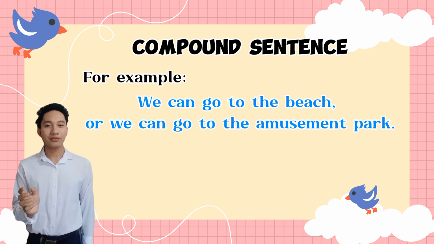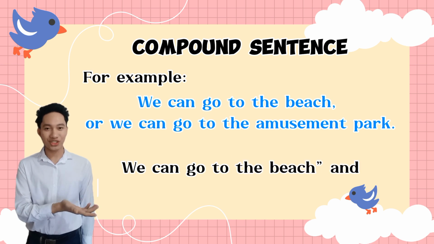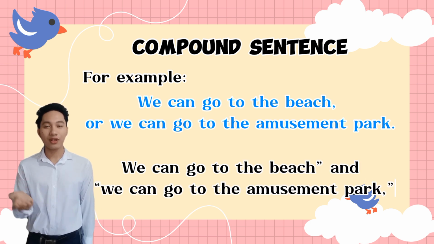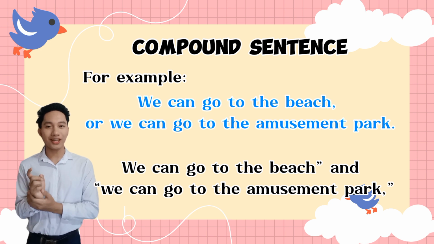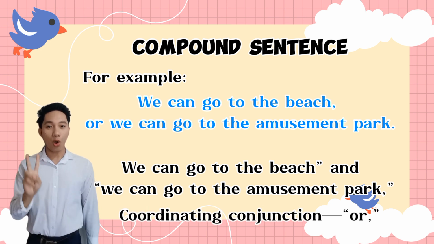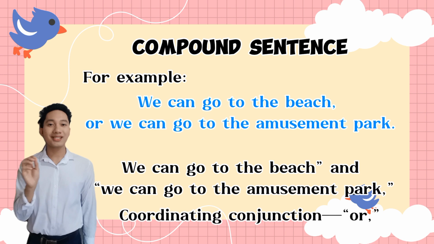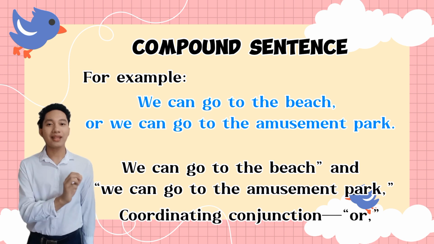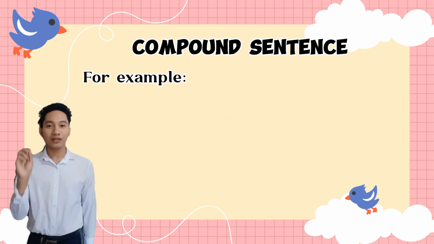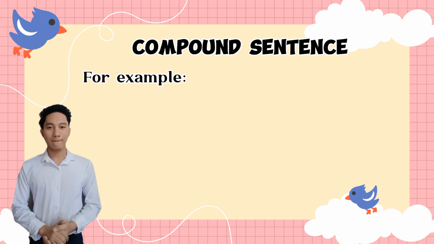One is we can go to the beach, and the other one is we can go to the amusement park, joined by the coordinating conjunction again, or, which this sentence presents as an alternative between two choices.